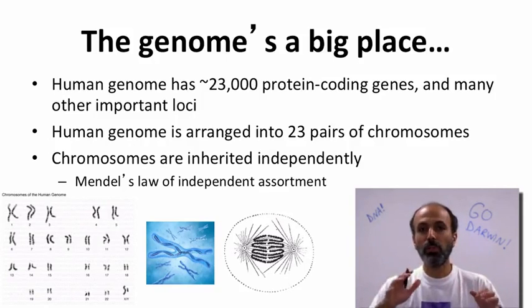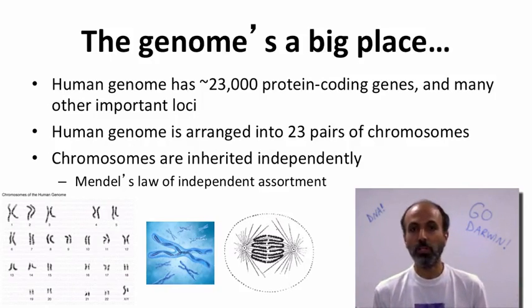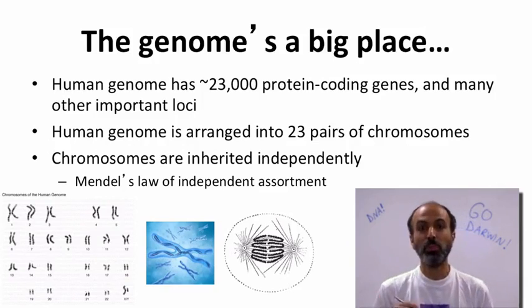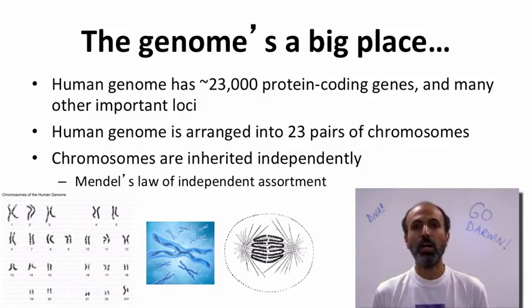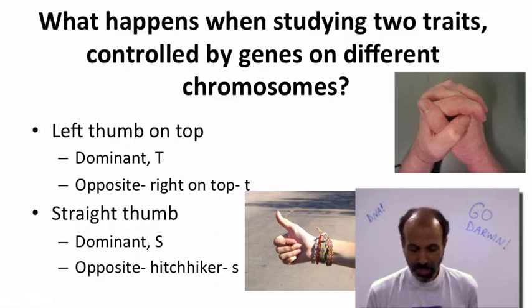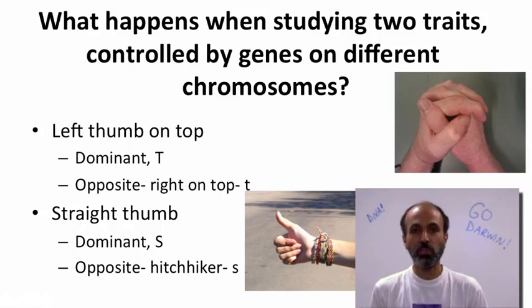But basically, what's happening with one chromosome is independent of what's happening on these other chromosomes. You're not more likely to give both your dad's copies or both your mom's copies when you're looking at different chromosomes. This is referred to as Mendel's law of independent assortment. So what happens when you're studying two traits that are inherited from genes on different chromosomes? Well, let's look at two traits. In this case, I'm looking at two that show patterns similar to being single gene inherited.